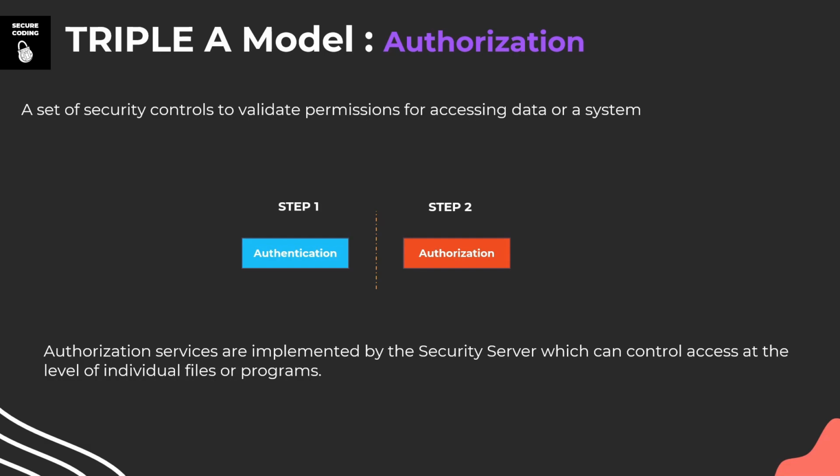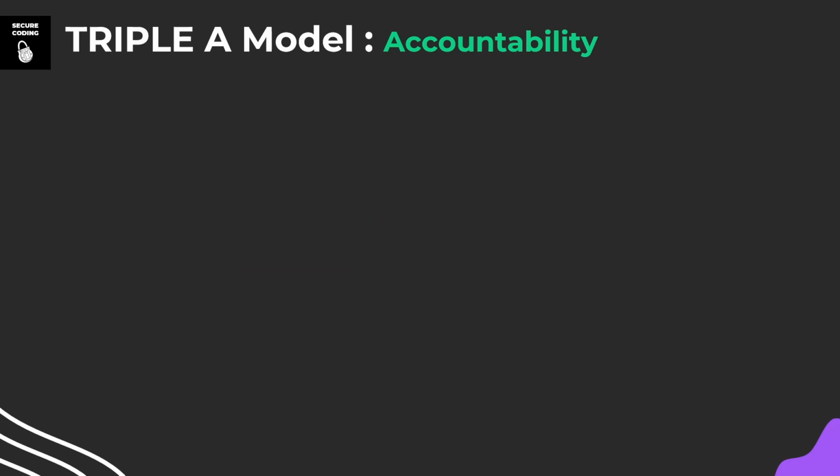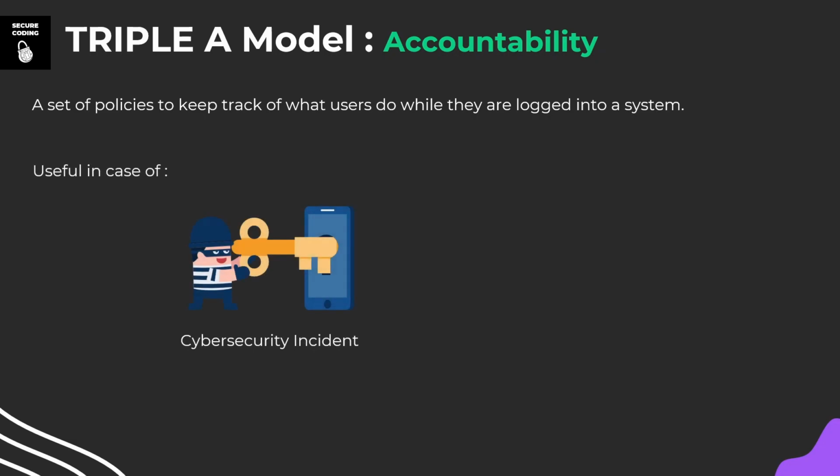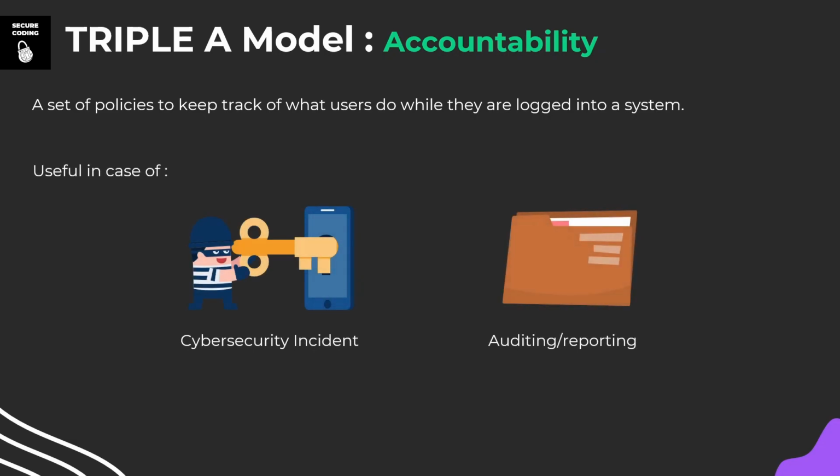The last A in the model stands for accountability. And this is about keeping track of what users do while they are logged into a system. Accountability is important for keeping an eye on events during a cybersecurity incident, and it can also be used for auditing and reporting purposes. For example, imagine a school system where teachers can add grades for their students.